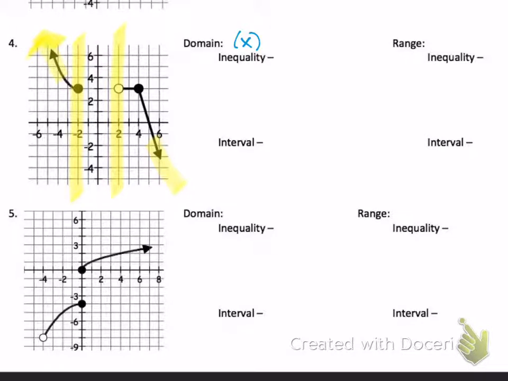So if I were thinking about inequality, it's going all the way to the left. So I would say x is less than or equal to what? -2. Or x is greater than, or would it be greater than or equal to? Greater than what? 2.